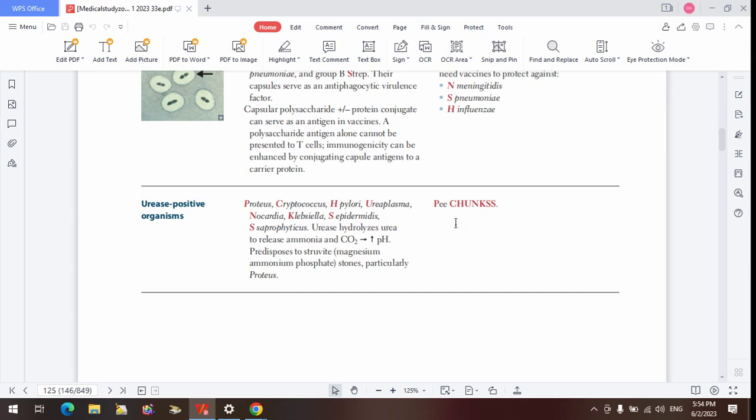So the acronym is P chunks. P is Proteus. So, Dr. Babali, H. pylori creates a basic environment that now stimulates the parietal cells. Is it not the chief cells? No, it's not chief. Chief is pepsinogen. What secretes acid and intrinsic factor? Parietal cells. So I was correct. I said it stimulates the parietal cells now. I thought you said chief cells secrete pepsinogen. I said parietal before, and I said chief because I wasn't sure of parietal.